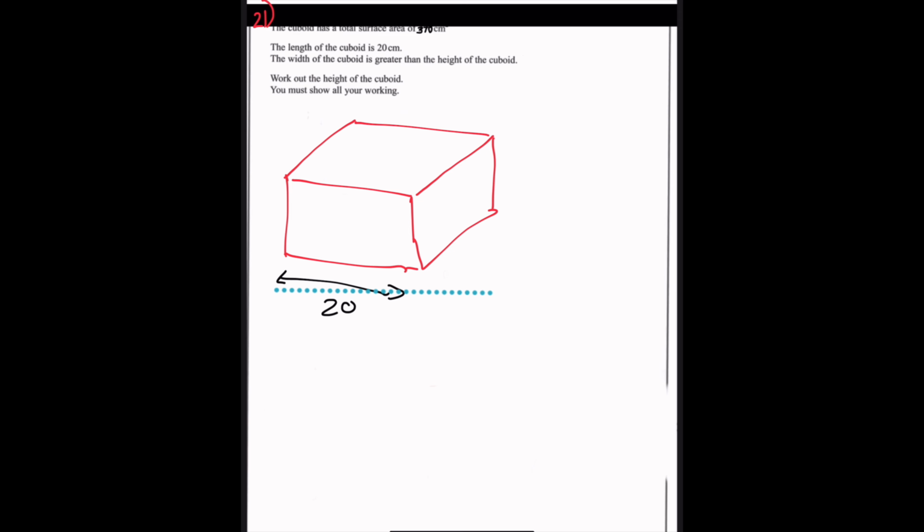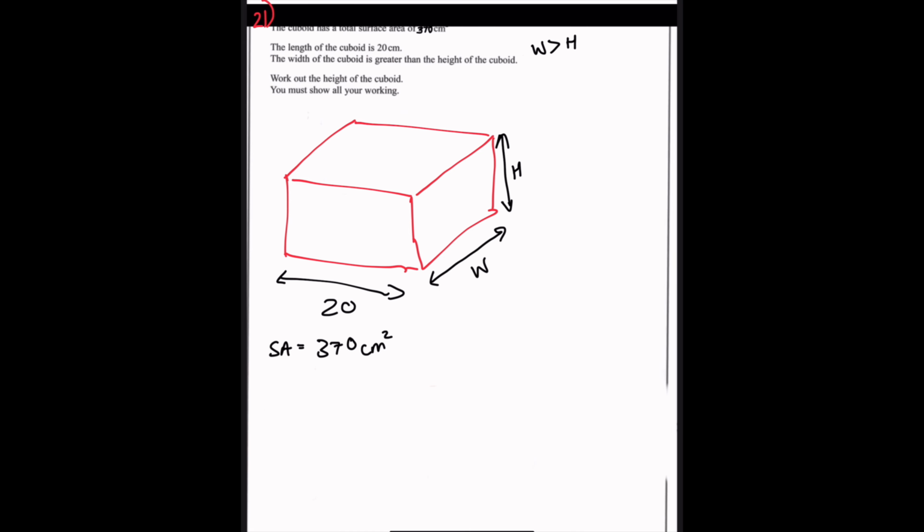The width of the cuboid is greater than the height of the cuboid, so I'm going to write on here, width is greater than height. You must work out the height of the cuboid. So height of the cuboid is here, and the width of the cuboid is here. The surface area is 370 centimeters squared. Let's try and write down everything we know.